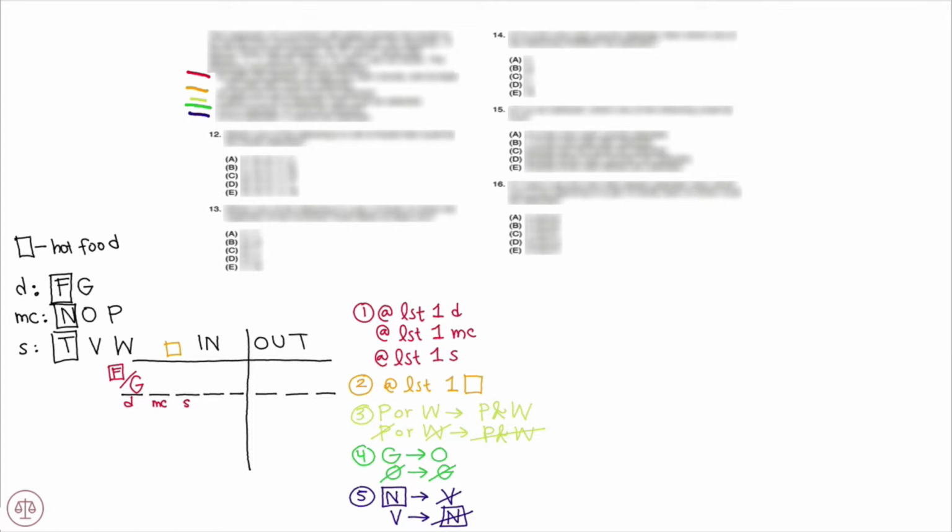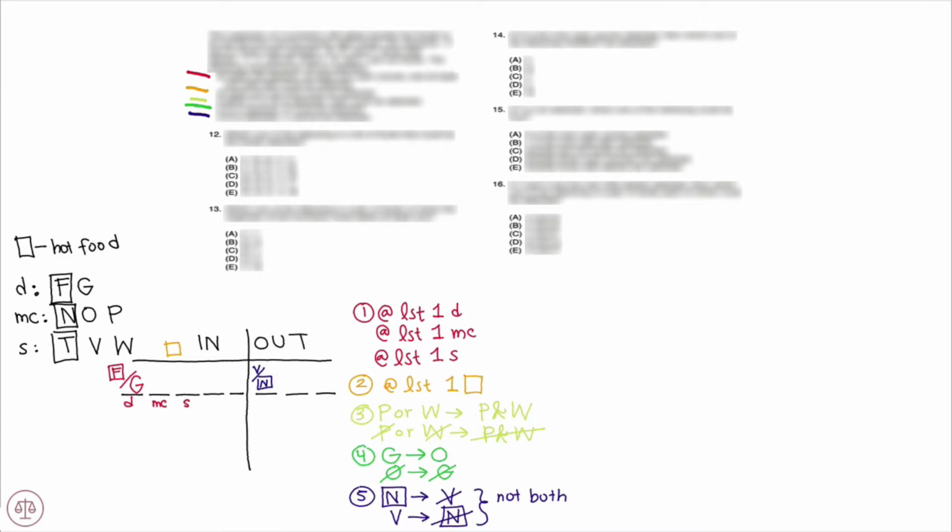If you noticed, we have a not-both situation here because both of them can't be in. That means at least one of them will be out, and it's possible that both of them could be out. So we have a placeholder in the out column for V and N.